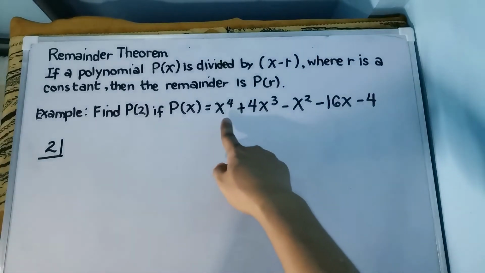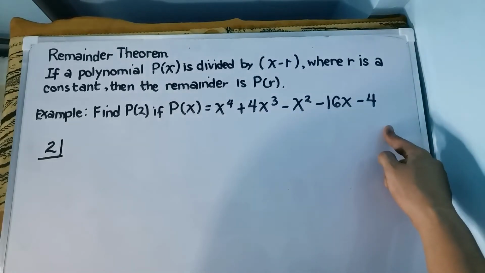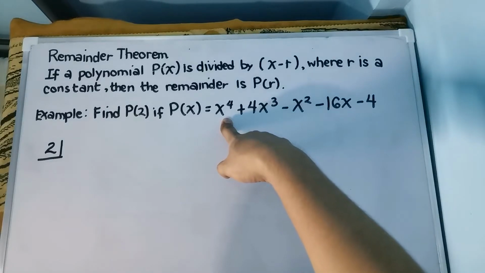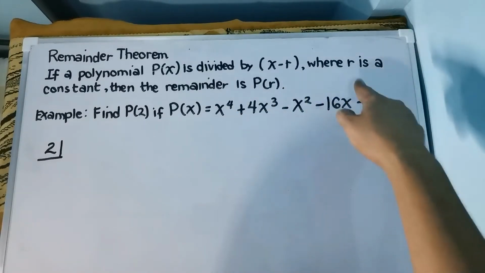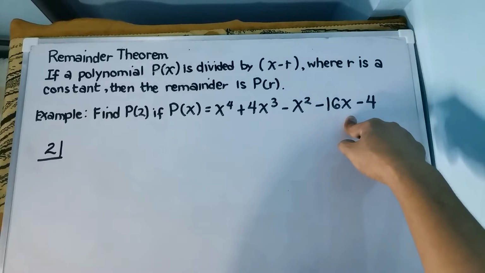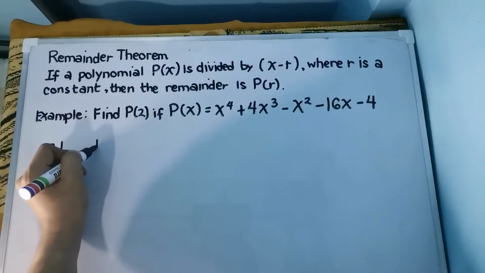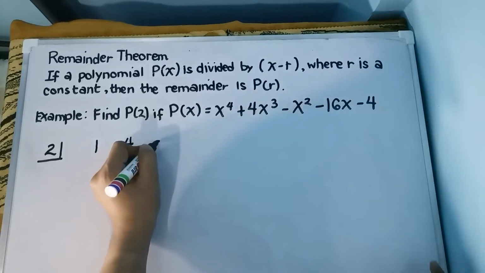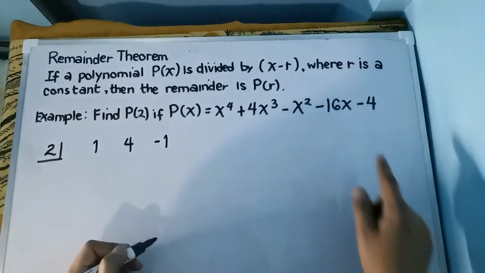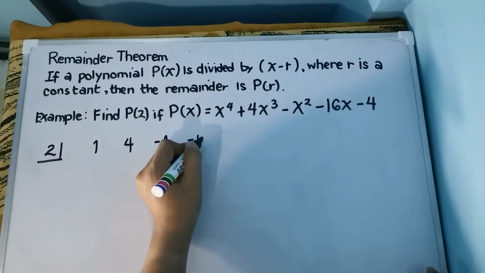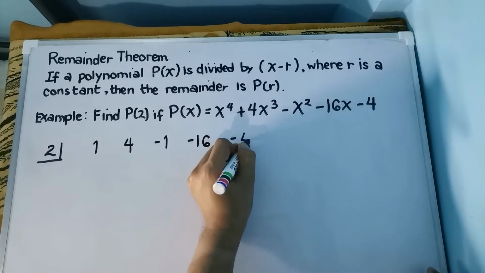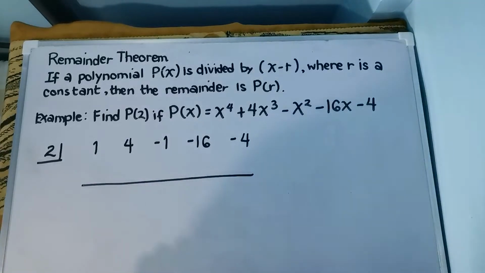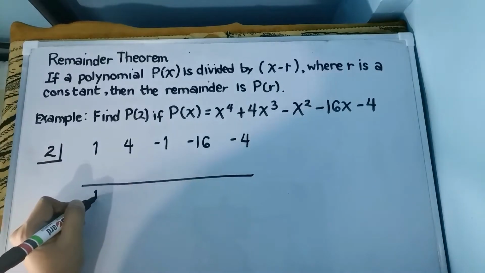And then mapapansin dito sa given ay naka-arrange na yung ating variables from the highest degree, which is yung x to the 4th. Then you have x cubed, x squared, and x. And then we just write all the constants. So we have here 1, positive 4, negative 1, negative 16, and negative 4. And then we bring down 1.